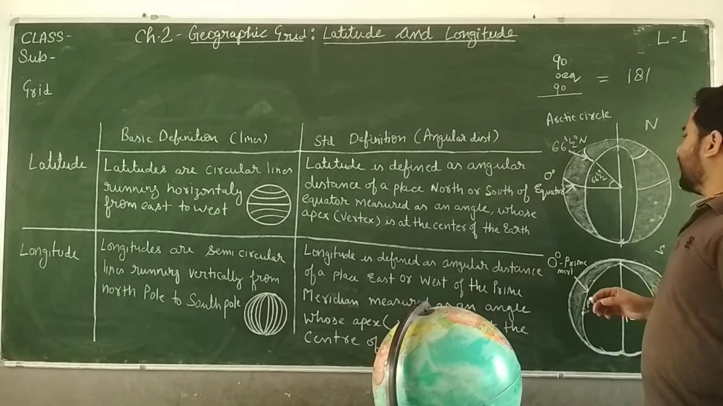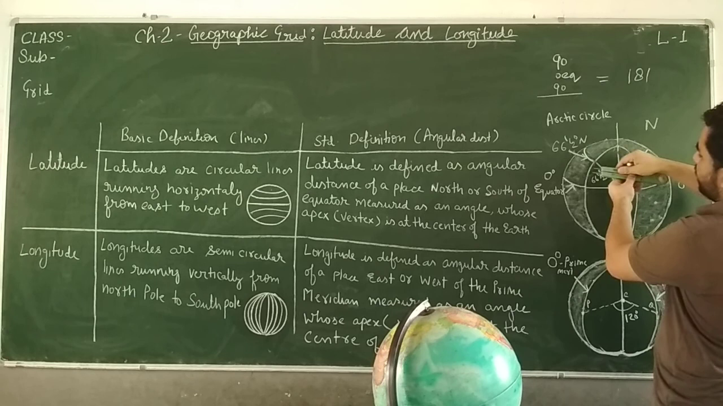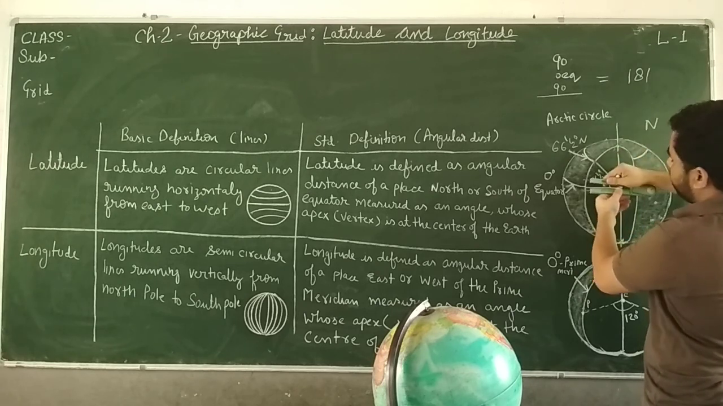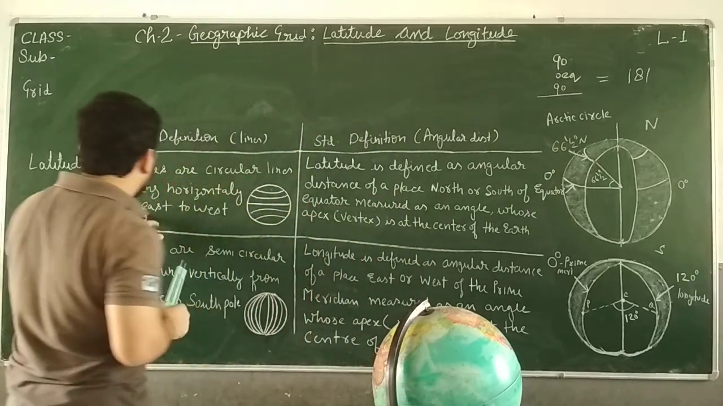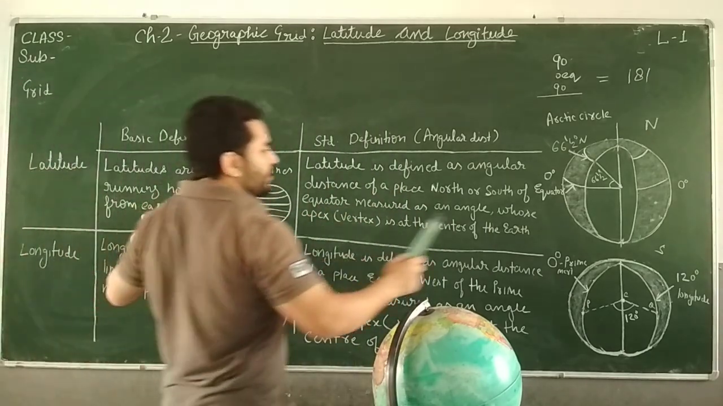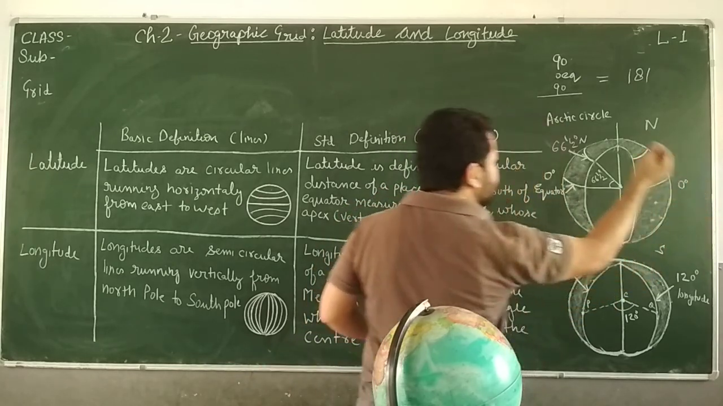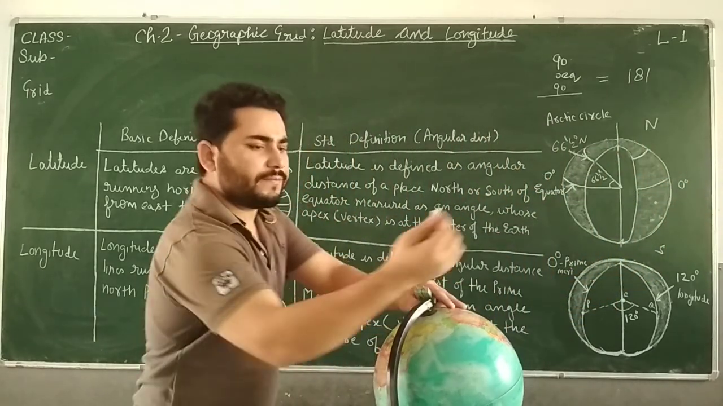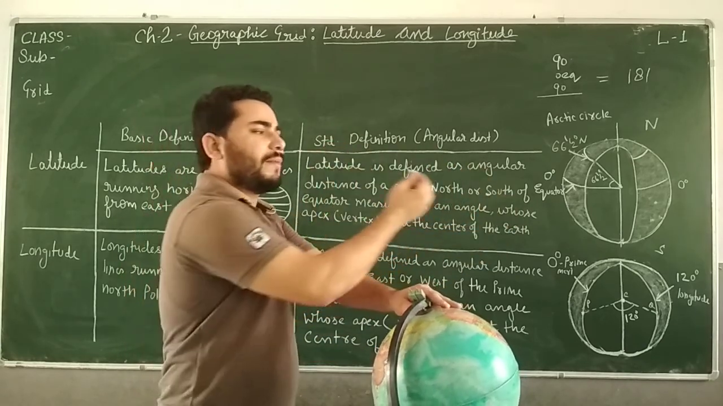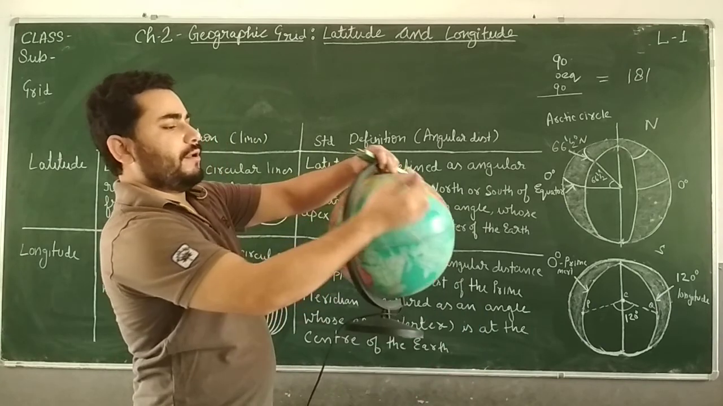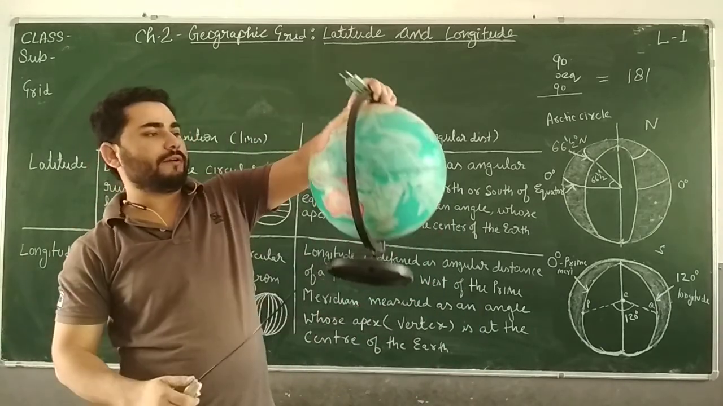So total lines of latitudes are 181. And how are we measuring? We are measuring the distance in the north and in the south. Clear? But in the basic definitions, we used to say the line running from east to west, the circular line running east to west this way, running like this in a circular manner, east to west this way.